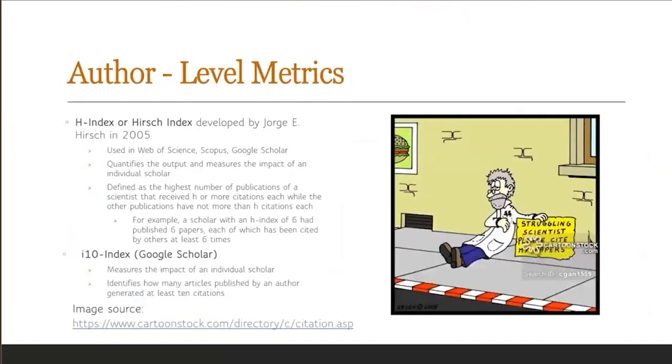So that's for journals. You can also look at individual authors and their individual metrics, but this is still based on citations. This is still the traditional journal impact factor world that we're talking about. The H index for authors is also called the Hirsch index, and it's also based on citations. So a scholar with an H index of 6 has published 6 papers, each of which has been cited by others at least 6 times.